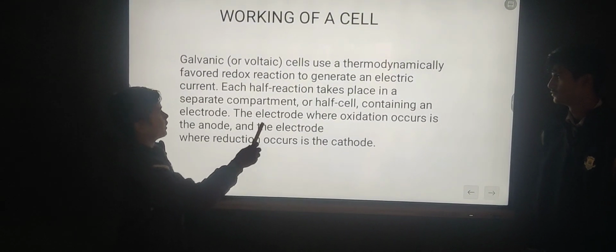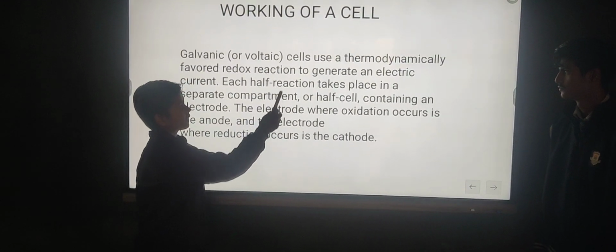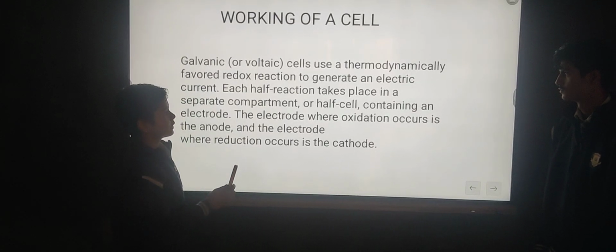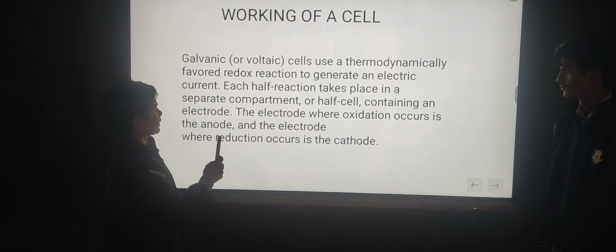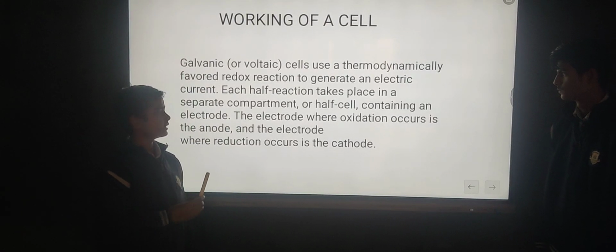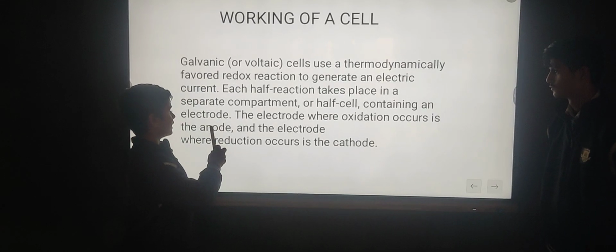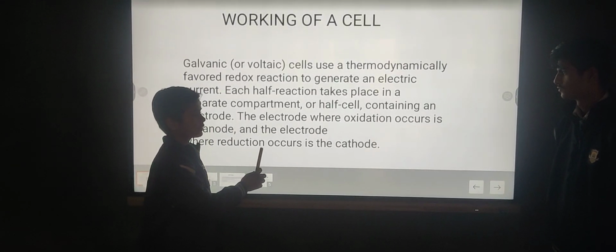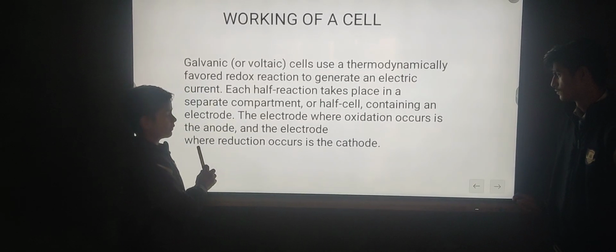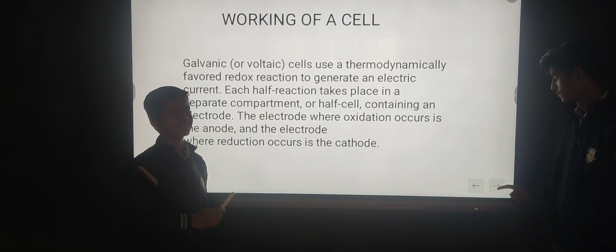Galvanic cells, or voltaic cells, are also known as electrochemical cells. They are used to generate electric current. Each half reaction takes place in a separate chamber or half cell containing an electrode. The electrode where oxidation occurs is the anode, and the electrode where reduction occurs is the cathode.